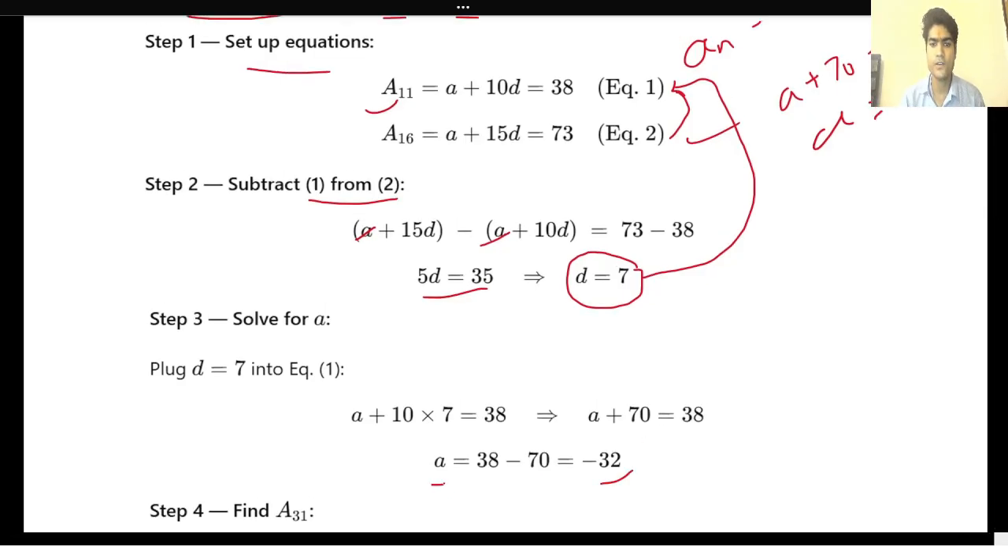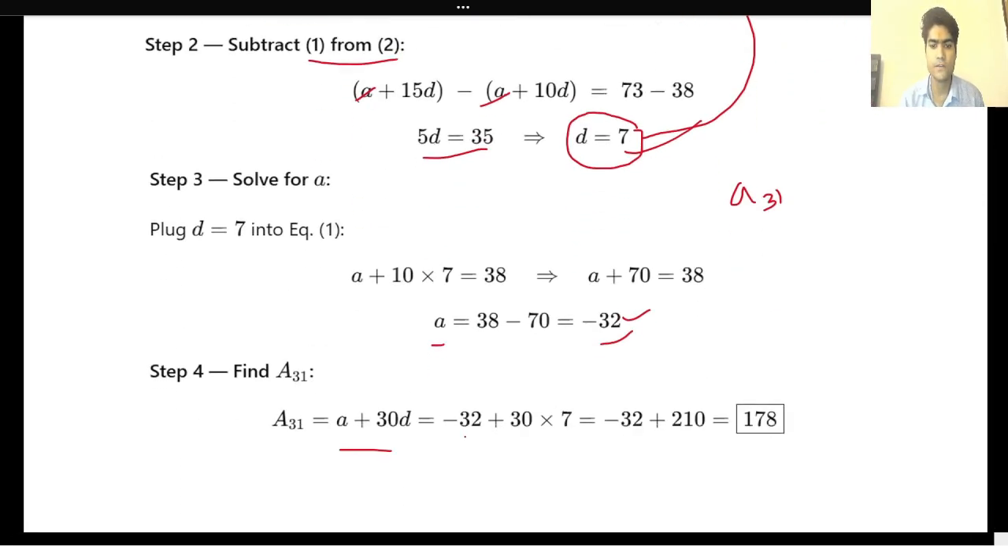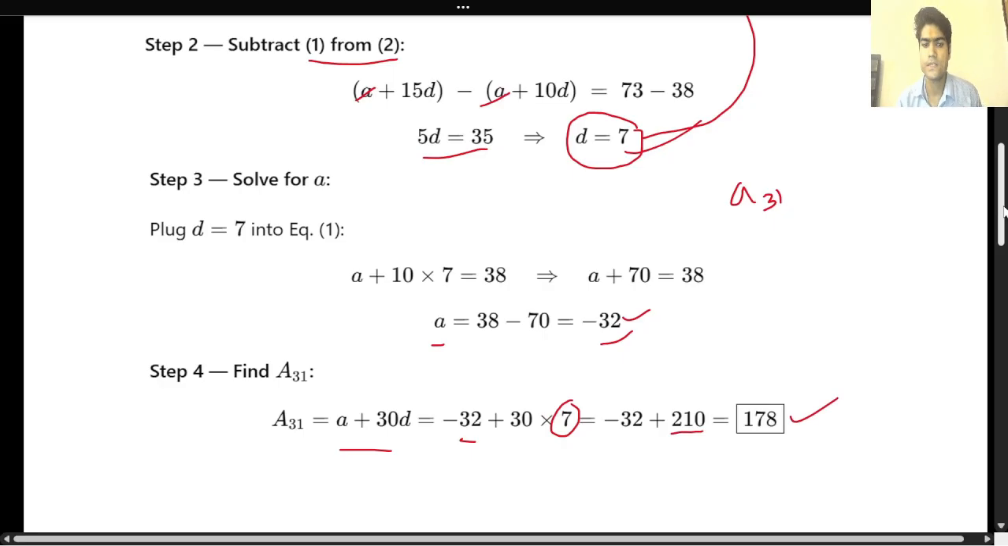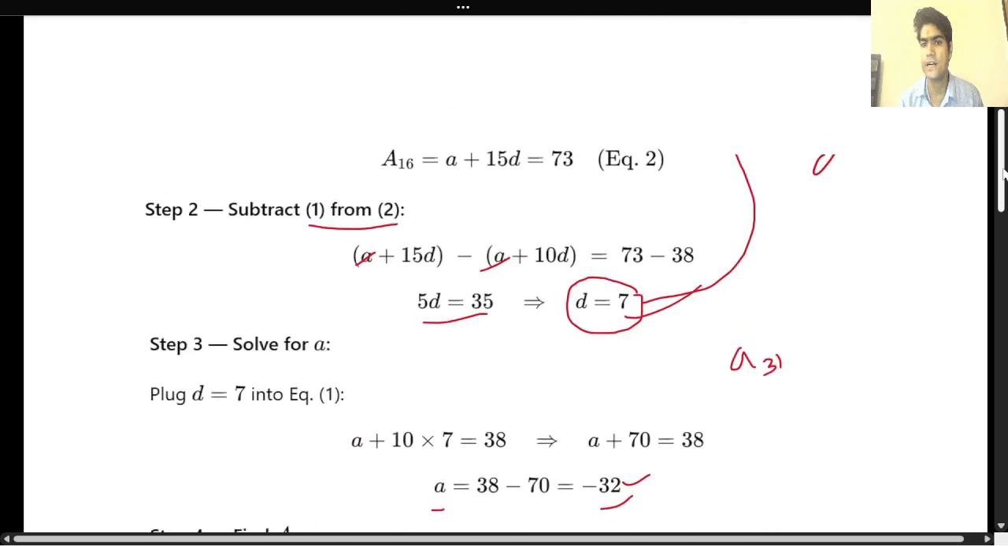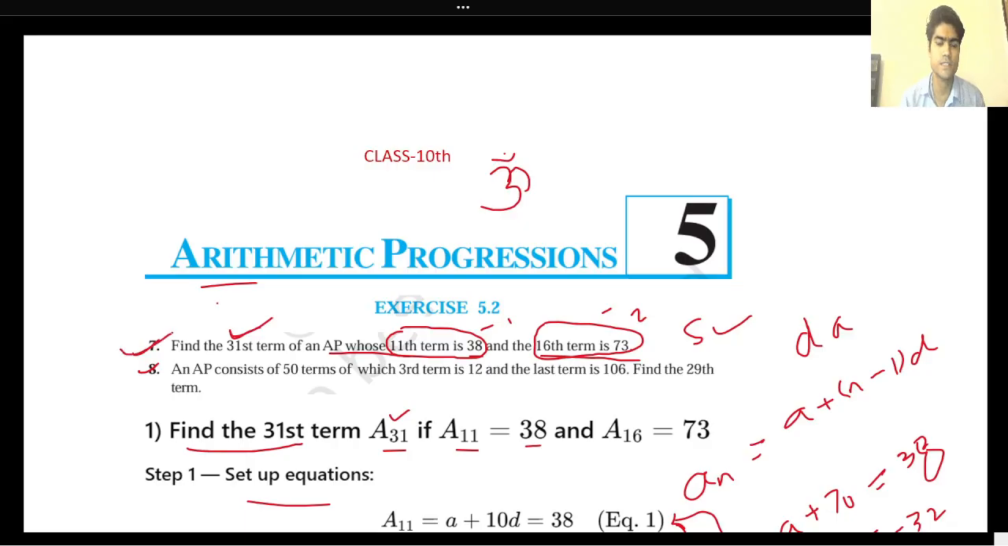So friends, you have got your a and d, and you have to find A31. I hope you can find it because you know a, d and n in this equation. A31 is a plus 30d, where a is equal to minus 32 and d is equal to 7. So 30 into 7 becomes 210, and once we solve it I get 178. So this is our A31, which was required in the question. We have solved question number 7.